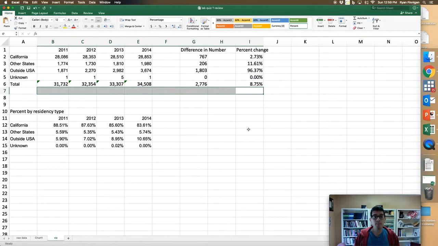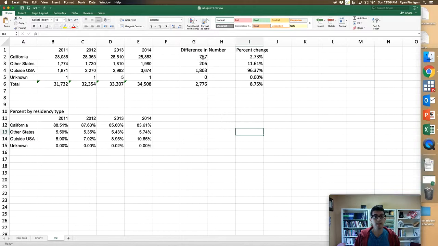And then when we're comparing the differences here, 767 is a much larger number of an increase than 206, but it's 767 out of 28,000. So the percent change is a lot smaller versus 206 out of 1,774. So that percent change is bigger because 206 out of that small number gives you a larger percent than 767 out of this really big number. And then this percent change for outside USA is 96.37%. So it's almost a 100% change.